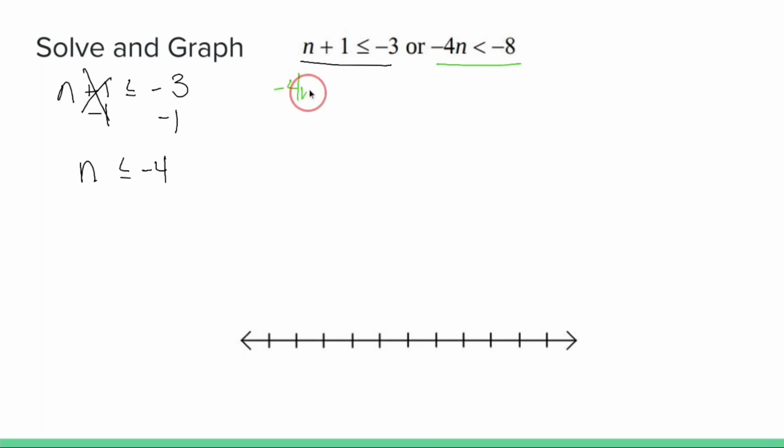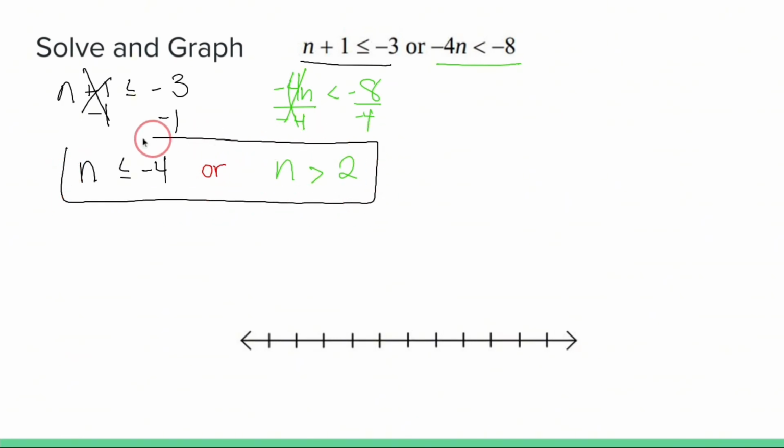Then let's solve that one individually. Negative 4n is less than negative 8. We have to divide by a negative, and whenever you divide or multiply by a negative in an inequality, you have to flip the sign. So our final answer for this guy is n is less than or equal to -4 or n is greater than 2.